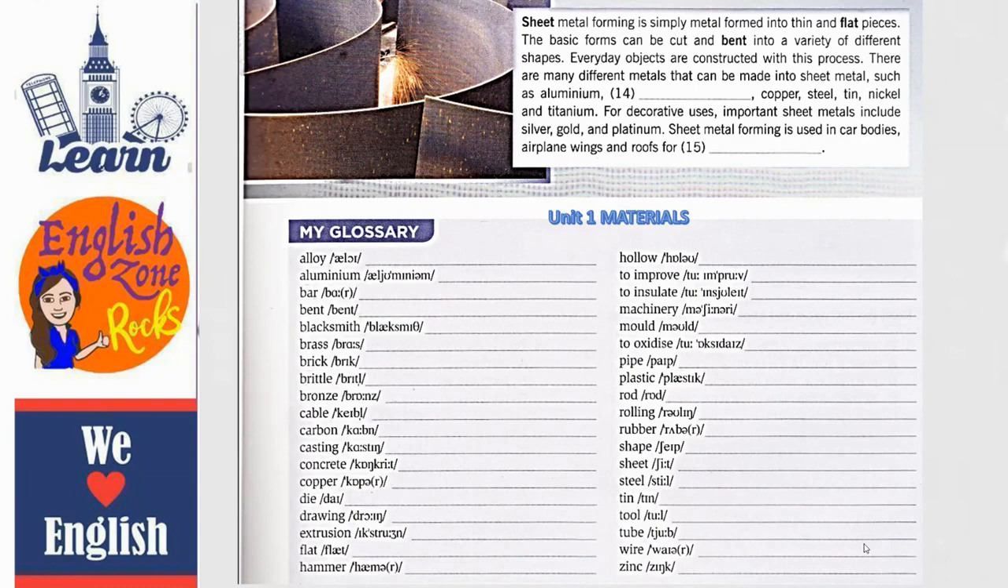Sheet metal forming is simply metal formed into thin and flat pieces. The basic forms can be cut and bent into a variety of different shapes. Everyday objects are constructed with this process. There are many different metals that can be made into sheet metal, such as aluminium, brass, copper, steel, tin, nickel, and titanium. For decorative uses, important sheet metals include silver, gold, and platinum. Sheet metal forming is used in car bodies, airplane wings, and roofs for buildings.